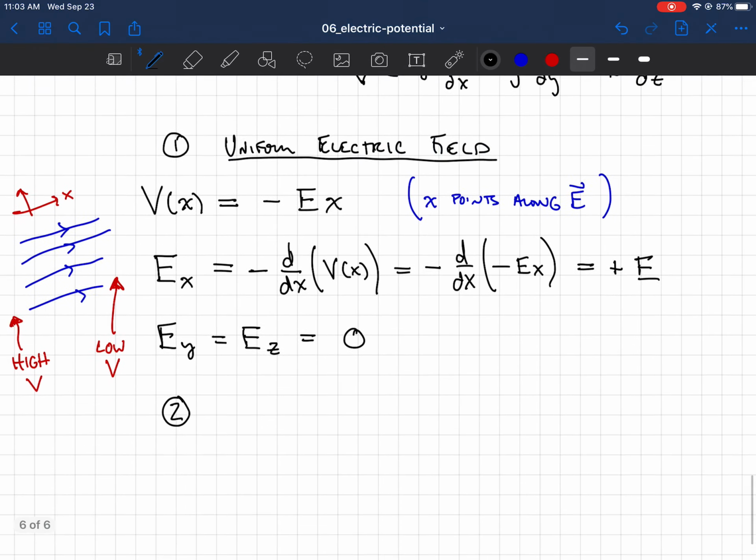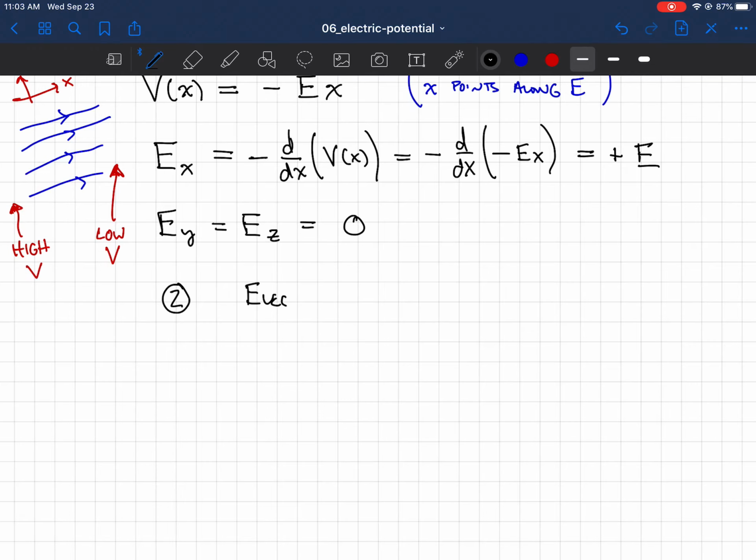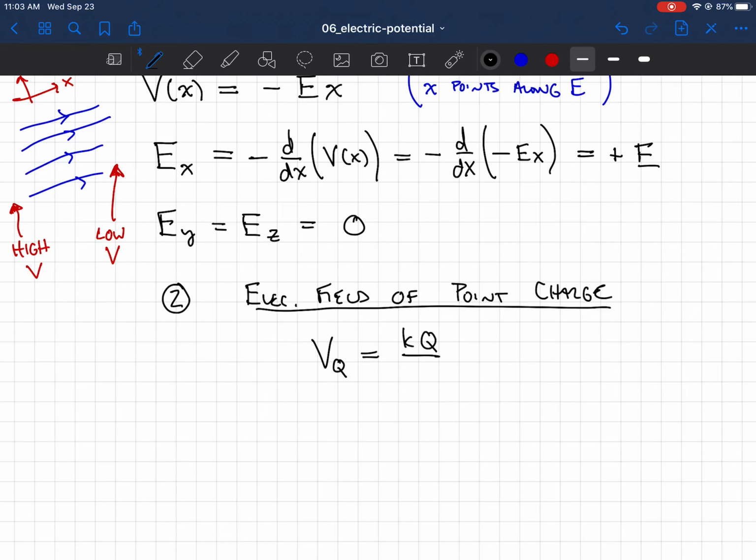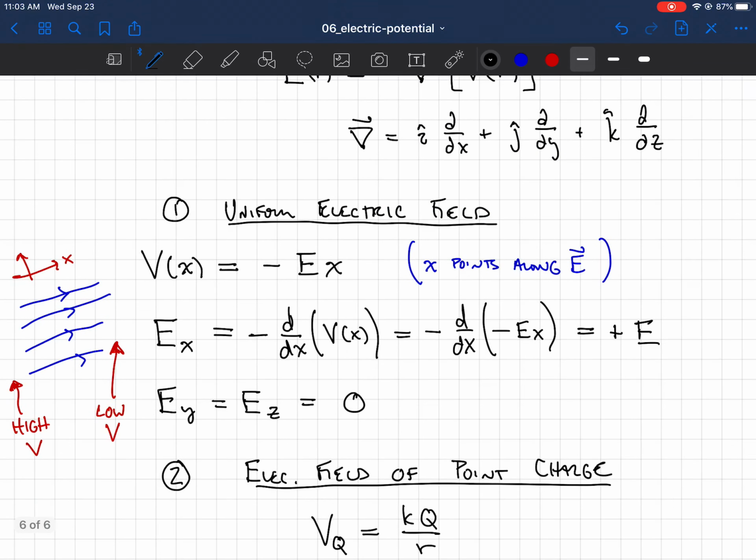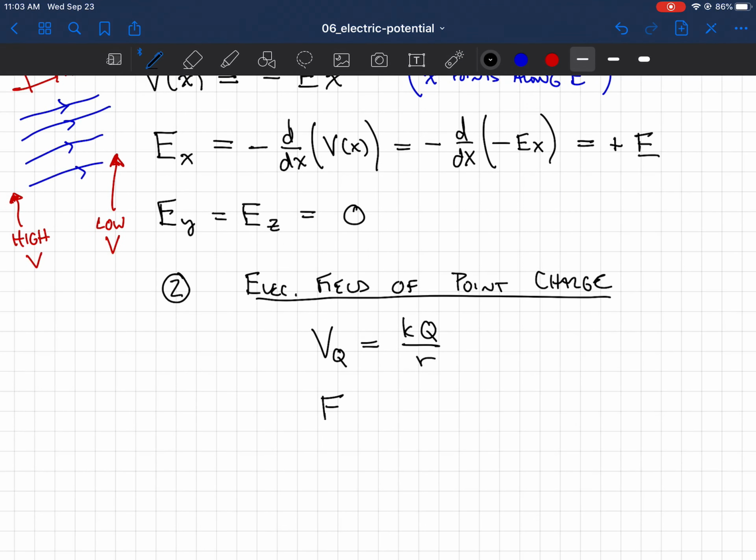Final example, let's do the point charge. The electric field of a point charge. And we found that V for a point charge is equal to kq over r. The expression for the gradient is a little bit complicated if you start to talk about spherical coordinates, but we're only interested in the first part of it, which would be d/dr. So along the r direction, you have a d/dr in the gradient. So it'll turn out that you can just write the r component of the electric field is equal to minus d/dr of V.